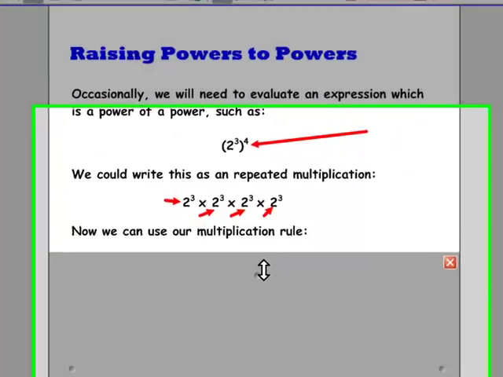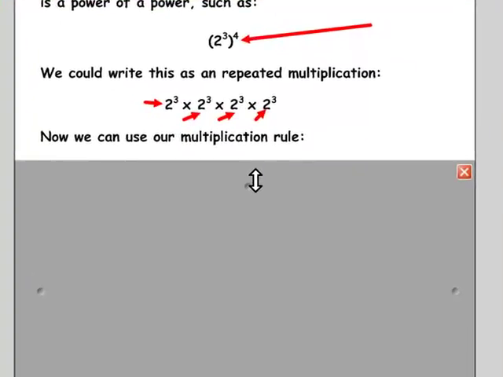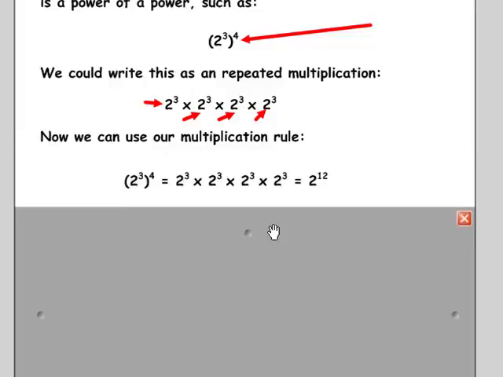We could use our multiplication rule. Remember, when multiplying powers of the same bases, we add the exponents. This would leave us with 2 to the power 3 raised to the power 4, our expression that we started with, is equal to the expression of repeated multiplication. And when we add up all of the exponents, 3 plus 3 plus 3 plus 3, we get 2 to the power 12 as our final solution.